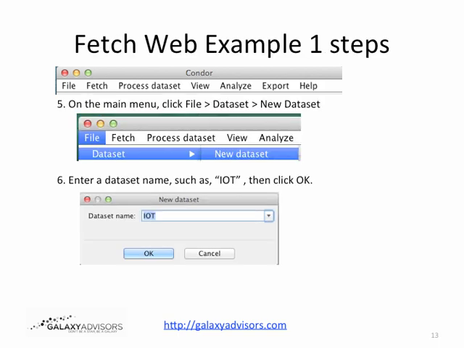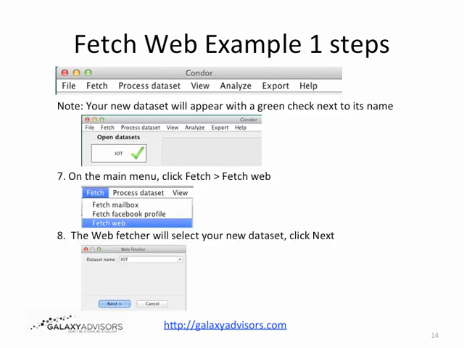Then click OK. In Step 5, in the main menu, click File, Dataset, New Dataset. In Step 6, enter a dataset name, such as in my case I used IoT, standing for the Internet of Things, and then click OK. Again, the main thing is short, no spaces, no special characters except an underscore. Note that your dataset will have a green check next to it, and that green check means that it is an active dataset. Then in Step 7, on the main menu, click Fetch, Fetch Web, and Web Fetcher will select your new dataset, and you simply click Next.